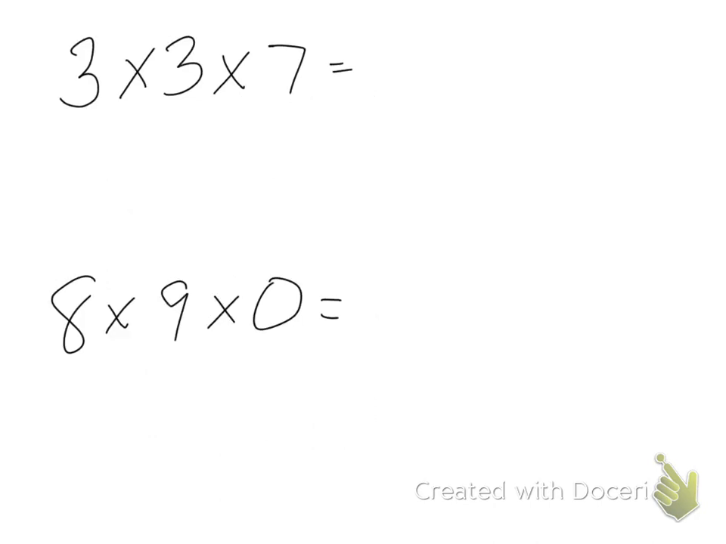Okay, all right, what about this one? We have 3 times 3 times 7. Well, 3 times 3, I know, is 9, and 9 times 7 is 63. This last one we have 8 times 9 times 0. Now remember, anything times 0 equals 0. So I know this one is just 0.